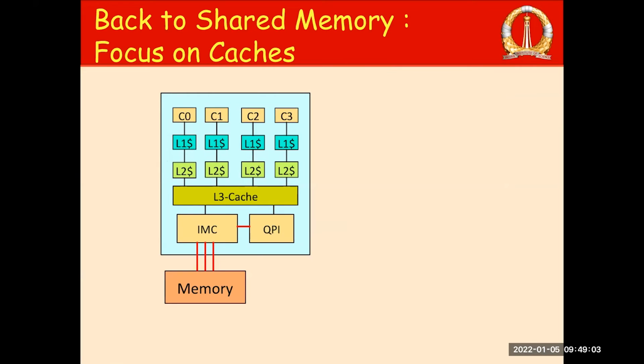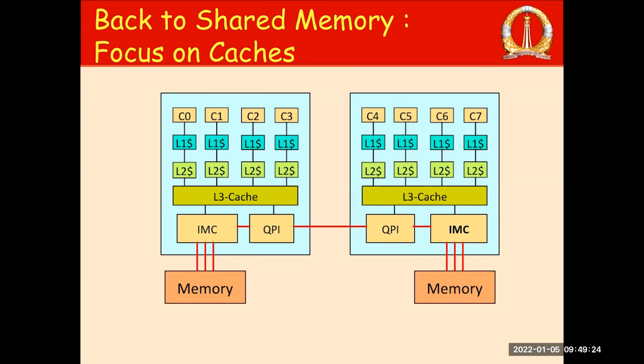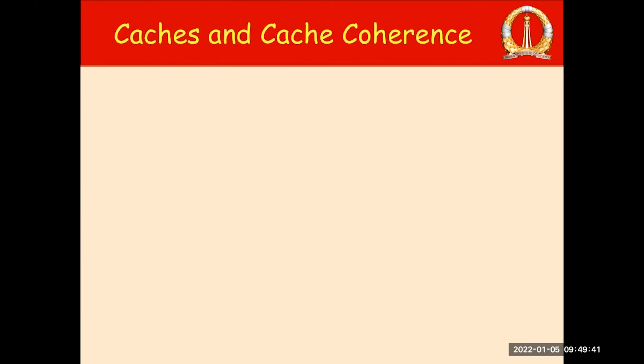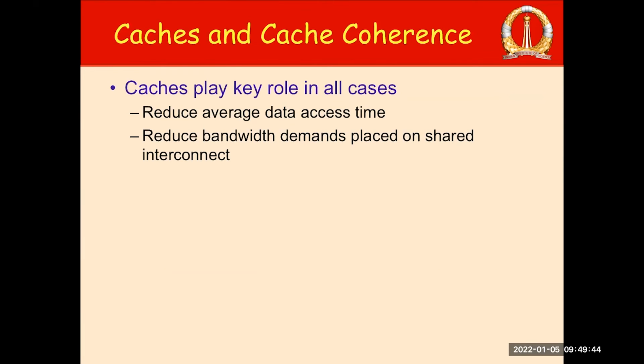Particularly when I talk about a centralized shared memory, the L3 cache is not a problem because any data in the L3 is accessible to all the cores, and therefore that by itself does not create any cache coherence problem. But when I go to the distributed shared memory, where I have an L3 cache shared by some set of cores on this socket, and an L3 cache shared by some set of cores on the other socket, that now also creates a cache coherence problem. And we will see what this cache coherence problem is next. Okay, so why are we talking about caches?